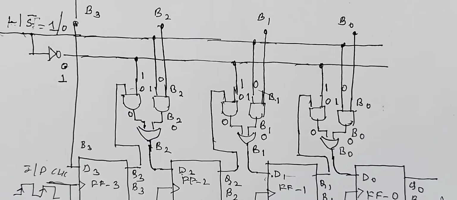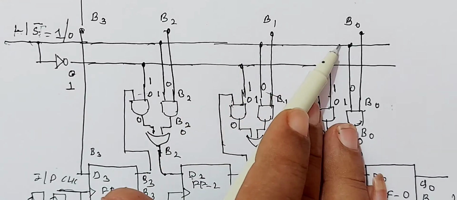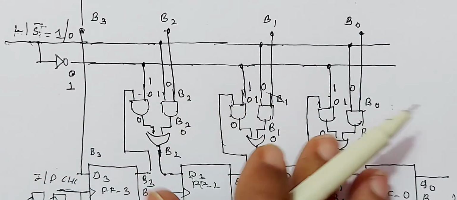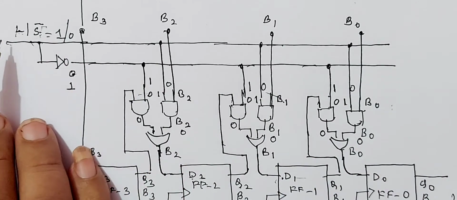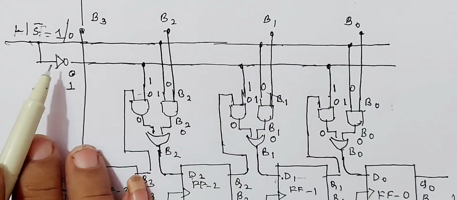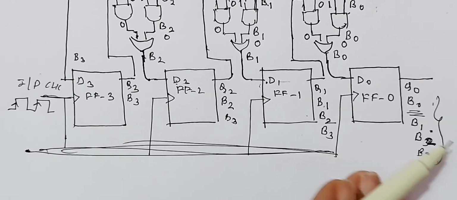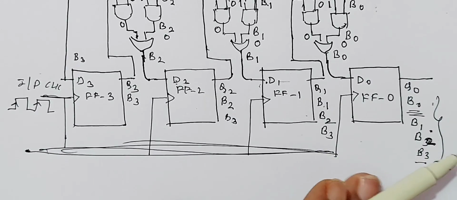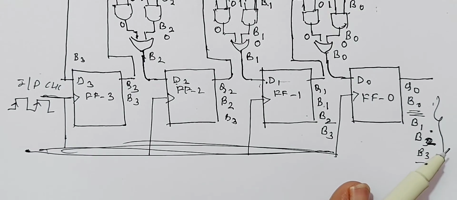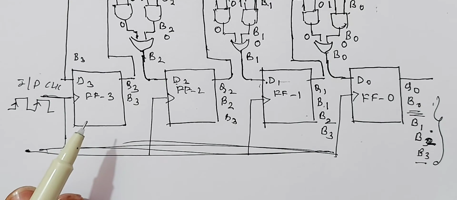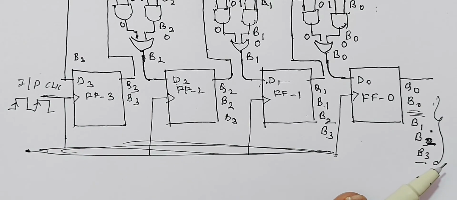So when this load line is made 1, all the inputs are applied simultaneously. When the load line is made 0, the shift line becomes 1. In that case, during the first clock pulse, 1 bit is transferred. During the second clock pulse, the second bit is transferred to the output. During the third clock pulse, the third bit is transferred. During the fourth clock pulse, the fourth bit is transferred to the output. Therefore, you need only 4 clock pulses to get all the 4 bits out.